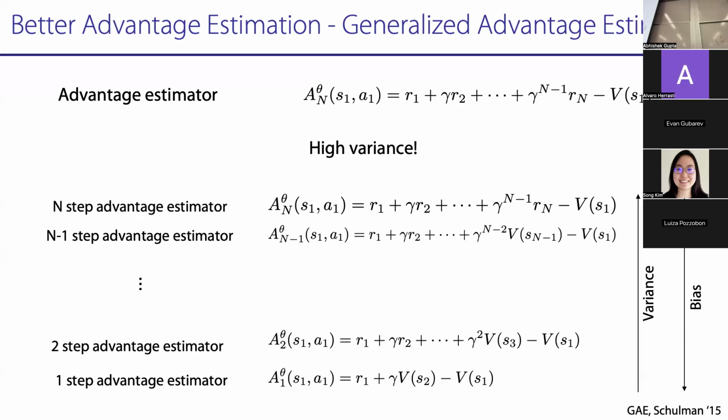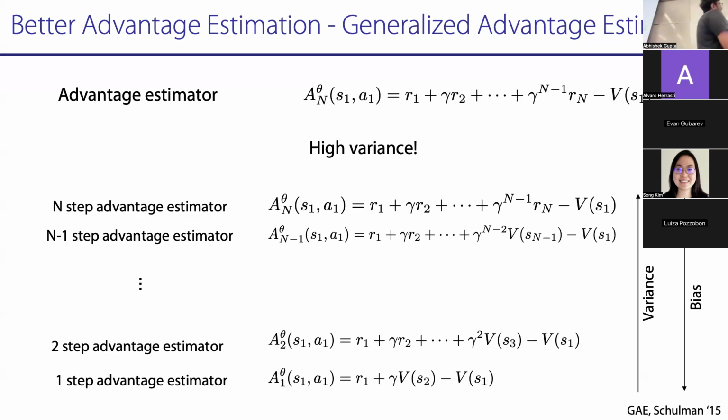Now I've added this value function. This value function can be wrong, right? And so this estimator is biased. But it is low variance because you're using function approximation for V. You're not just using a single sample estimate. So the lowest estimator here, A1, is the lowest variance, but it's the highest bias. And the one on top is the lowest bias, but it's the highest variance, right?